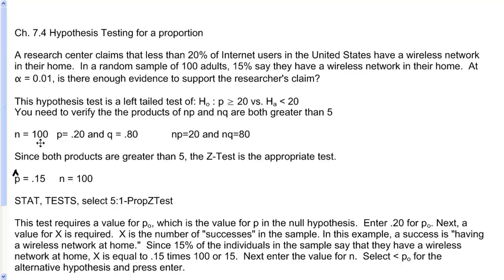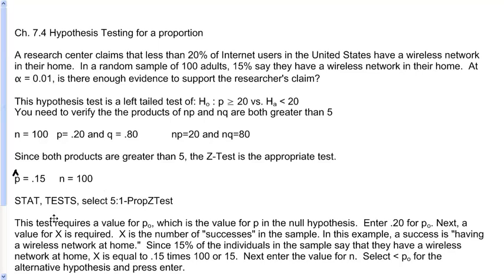So n is 100. My p is 20% from this. It's 0.20. And I say 1 minus 0.20 to get q. So q is 0.80. So if I multiply n times p, n times 0.20 gives you 20, and n times 0.80 gives you 80, and both of those products are greater than 5, so I know I'm going to use a z-test. So p hat is 0.15, and that comes from this part of the question.